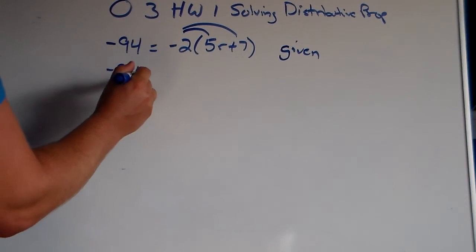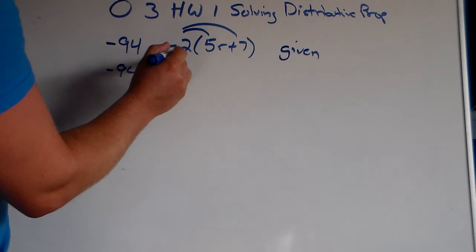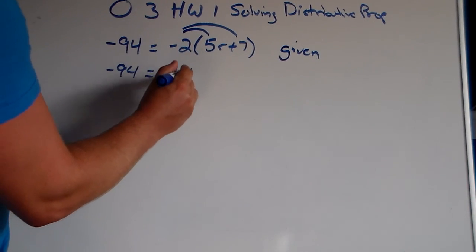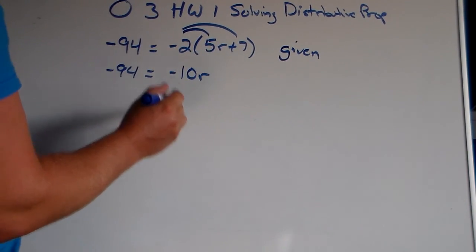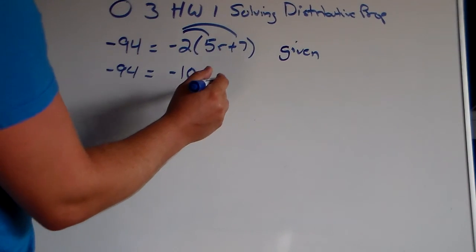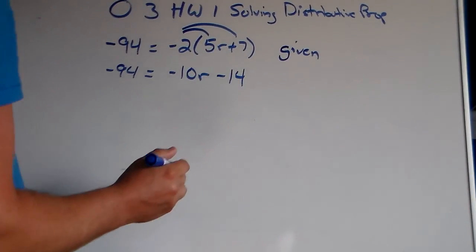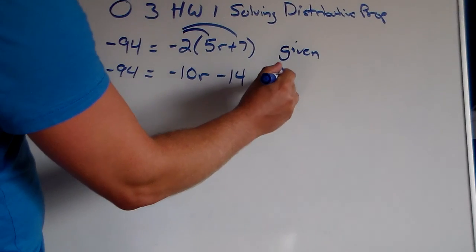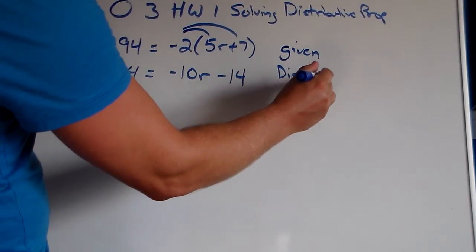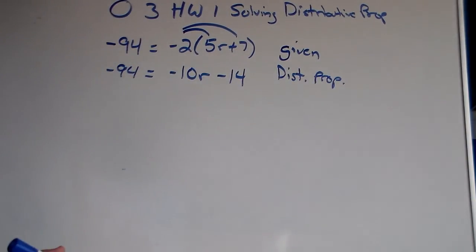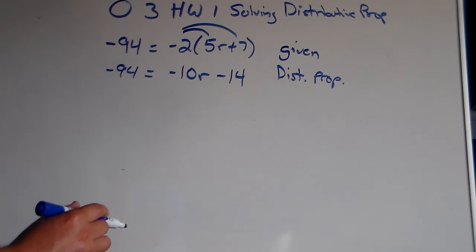We carry down negative 94 and it's equal to, well, negative 2 times 5r is negative 10r. Negative 2 times positive 7 gets us negative 14. And this is the distributive property. I'm going to abbreviate here: DIST property.